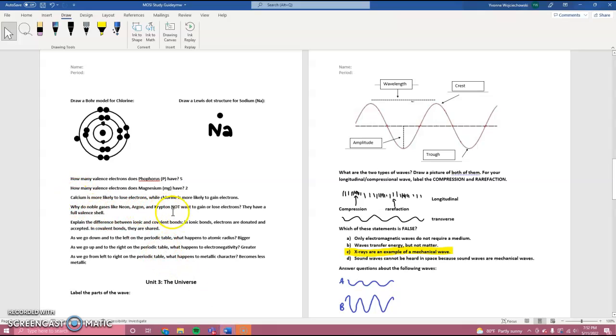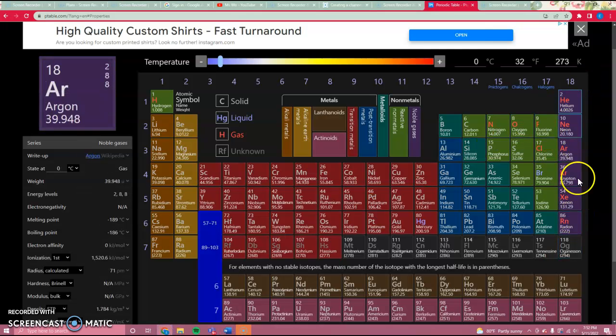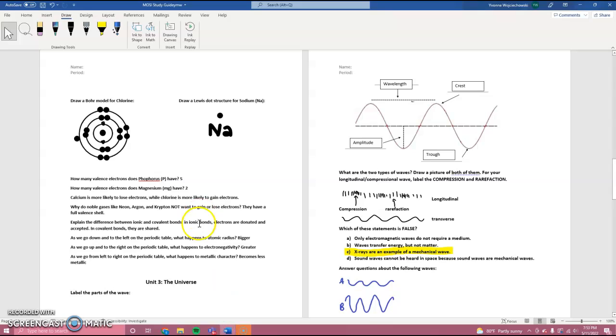Why do noble gases like neon, argon, and krypton not want to gain or lose electrons? Because they have a full valence shell. That's why they're called noble gases. They don't need to do anything. They have a full 8. They're unreactive, because why would they want to give up or take electrons when they're in a perfect spot? They're not reactive. They don't want to exchange electrons. They're in a good spot.